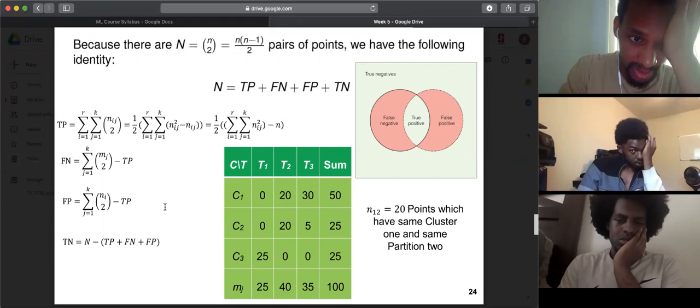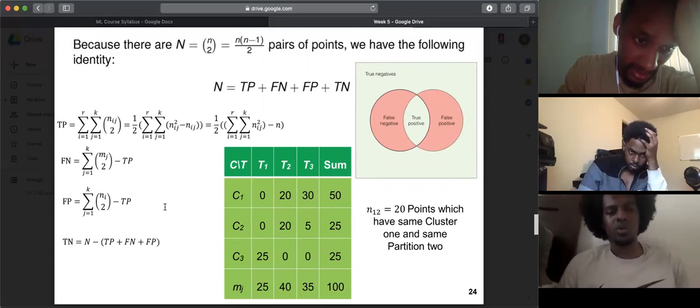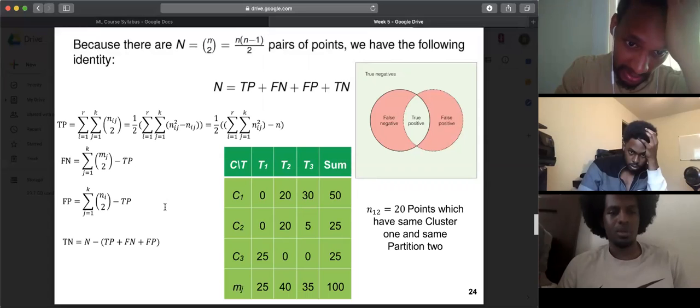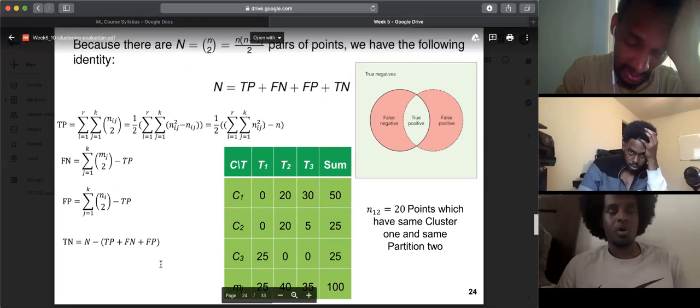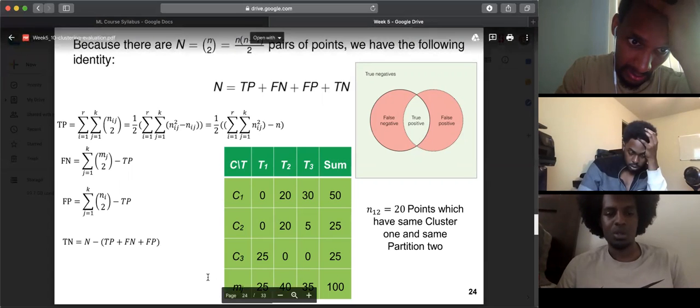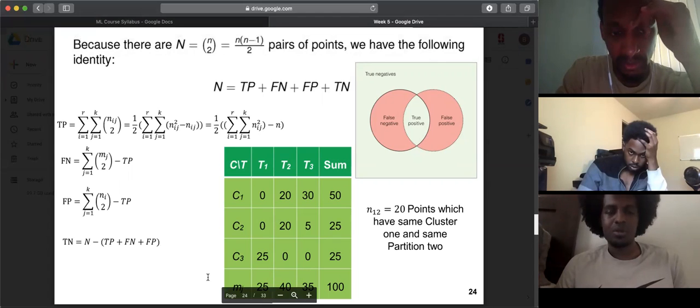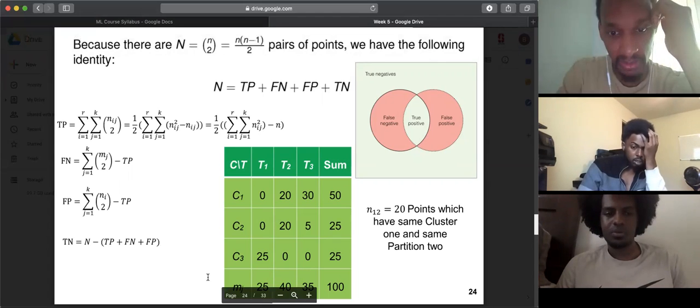The number of points in that partition, in partition j. So you're doing like 25 choose 2 minus true positive. So this is saying that false negatives would be all the pairs of points in a specific partition j minus the ones that were told to be true. So everything left there would be a false negative, right? Mhm.